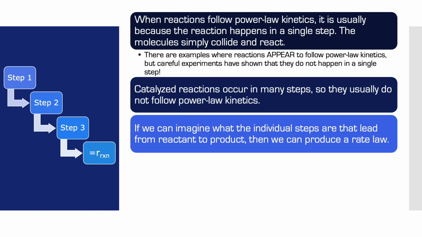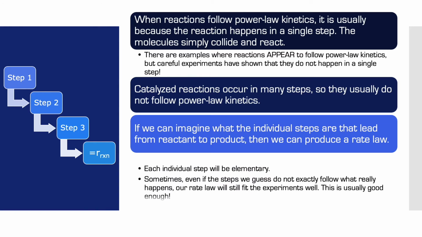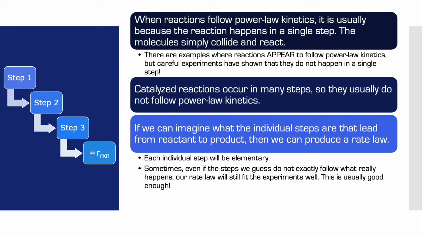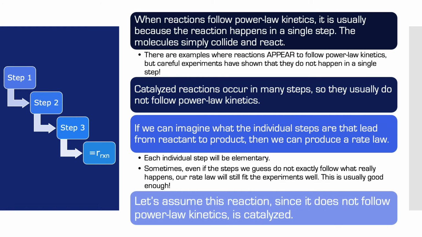If we can imagine what the individual steps are that lead from reactant to product, then we can produce a rate law. Each individual step will be elementary. Sometimes, even if the steps we guess do not exactly follow what really happens, our rate law will still fit the experiments well. This is usually good enough. Let's assume this reaction, since it does not follow power law kinetics, is catalyzed.